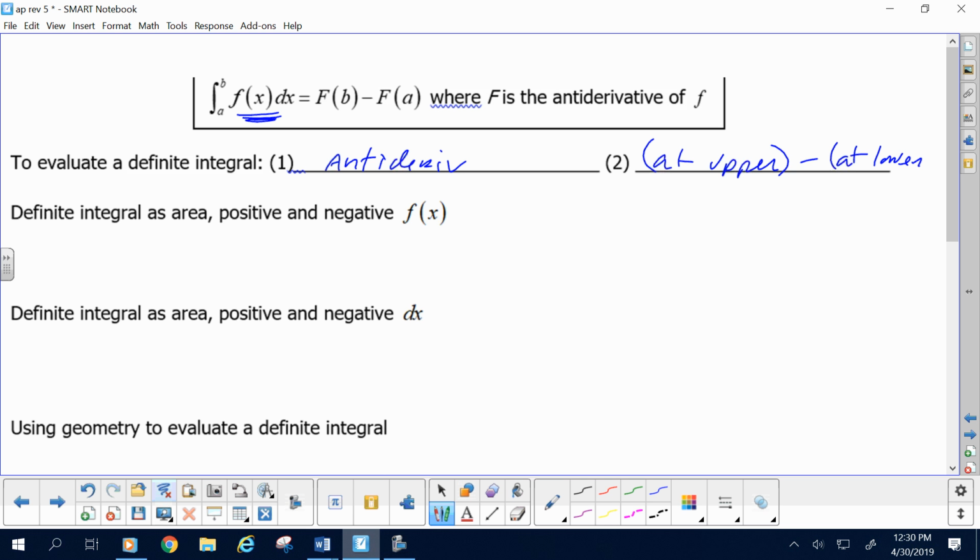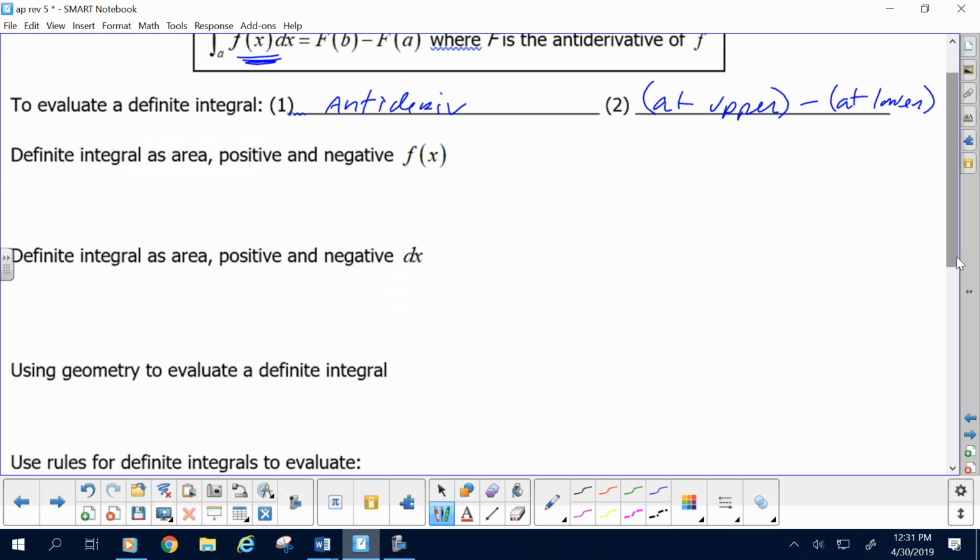Would it surprise you to hear that sometimes people forget to integrate? They would actually say this integral from 0 to 2 of 2x plus 3 is 2 times 2 plus 3 minus 2 times 0. If you do that, I will come to your house on July 5th and I will beat you as hard as I can. Okay?